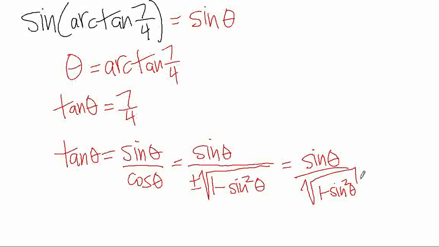And furthermore, we know what the tangent value is. That's 7 over 4, right? Well, now that's just algebra. You can cross multiply, square both sides, and solve for the sine of theta. And if you do that, I'll just tell you what you would get. You would get that the sine of theta is equal to 7 root 65 divided by 65.